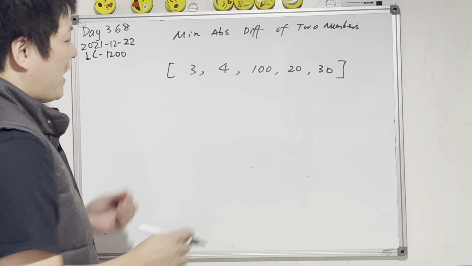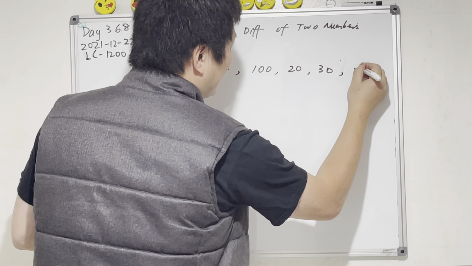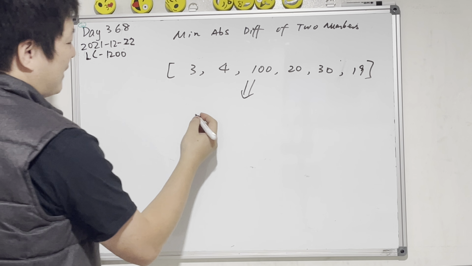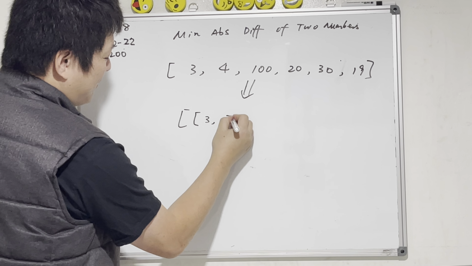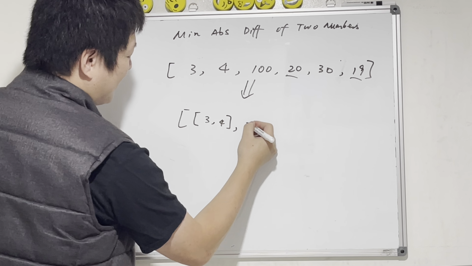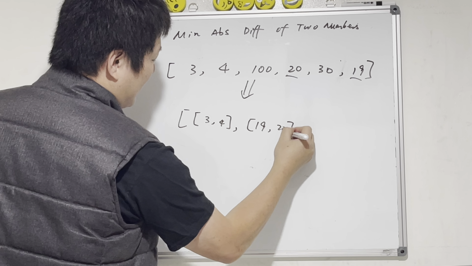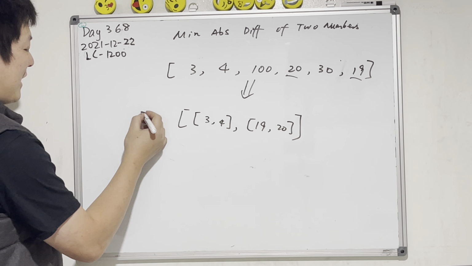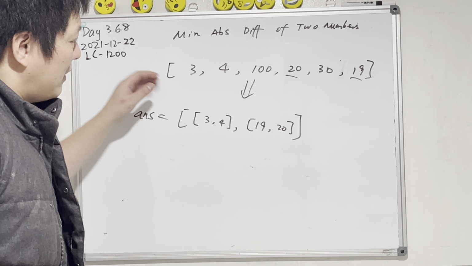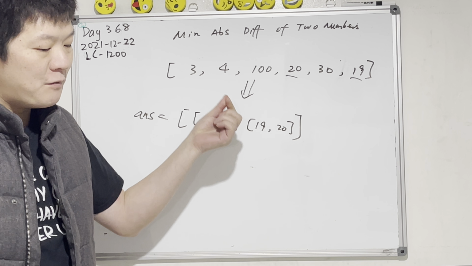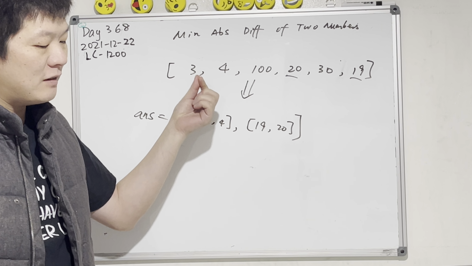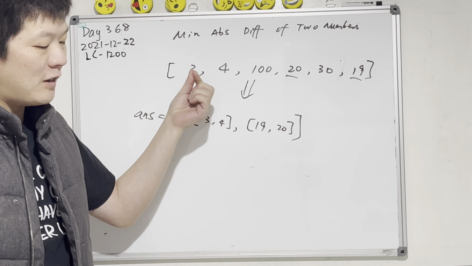Now, if I have another one here, which is 19, you need to tell me that the minimum difference pairs are 3, 4, and another one, 19, 20. So find the minimum pair of numbers that have the smallest absolute difference, and then we output the pairs in ascending order.